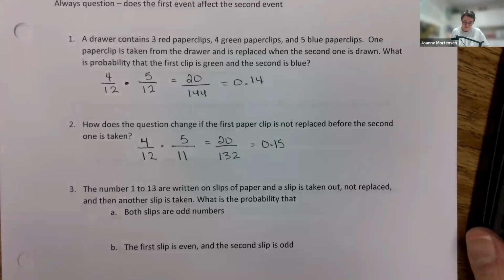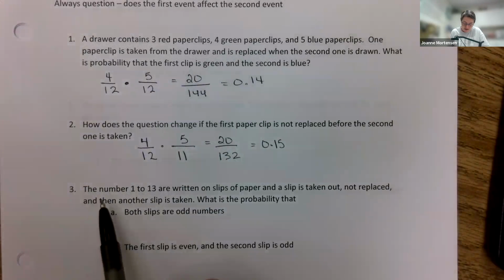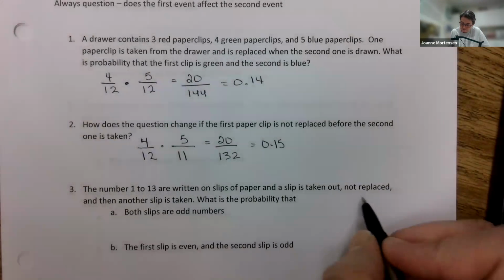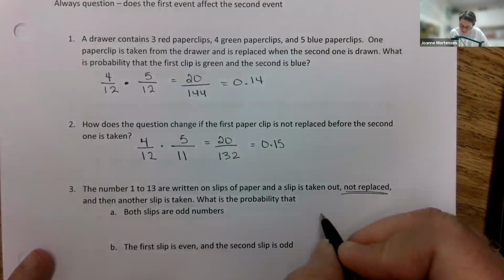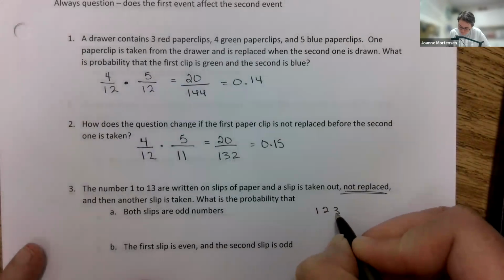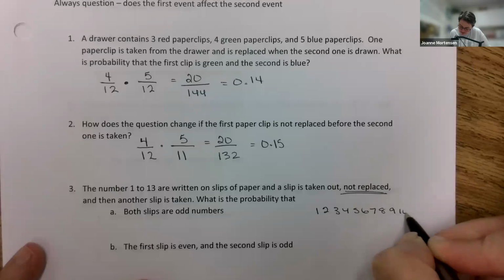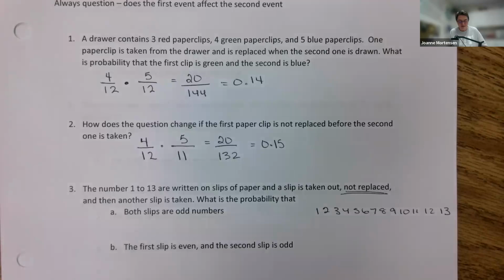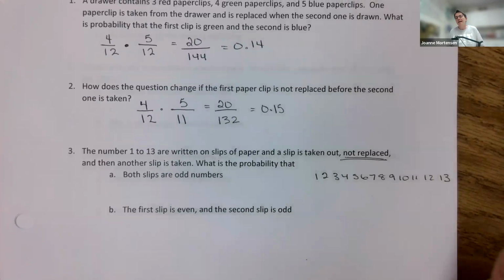Okay. 2 more questions and then we're done this video. Numbers 1 to 13 are written on slips of paper and a slip is taken out. Oh, there's what I'm looking for, not replaced, and another one is taken. Oh, this is hard. Okay, I shouldn't have said that. It's not hard. I'm just lazy. I don't want to have to think about it.